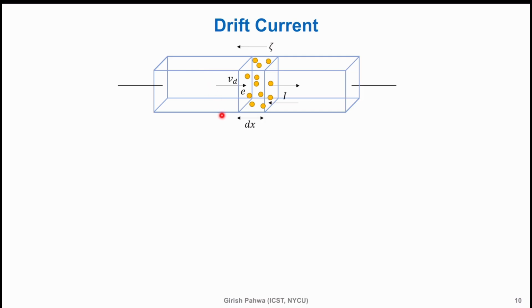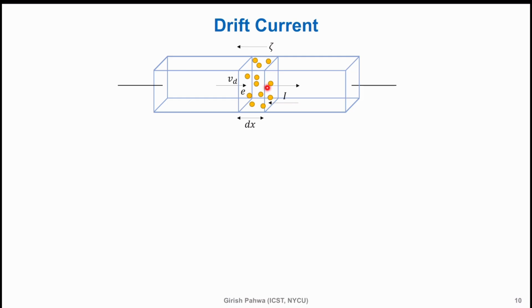True. Now we need to calculate that drift current. Now, current is given by what? dq by dt, the rate of flow of charge.